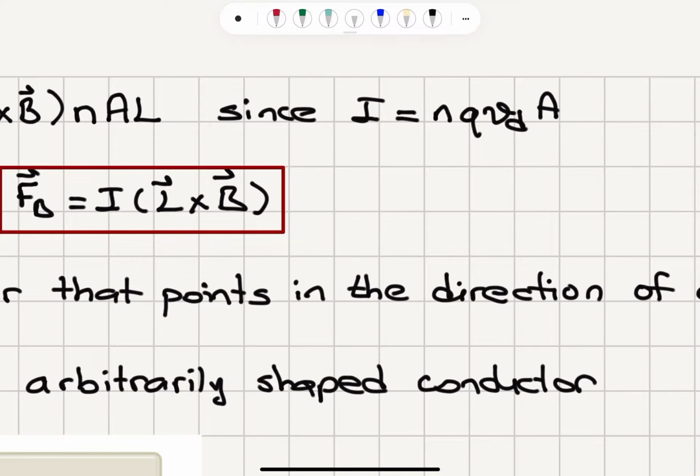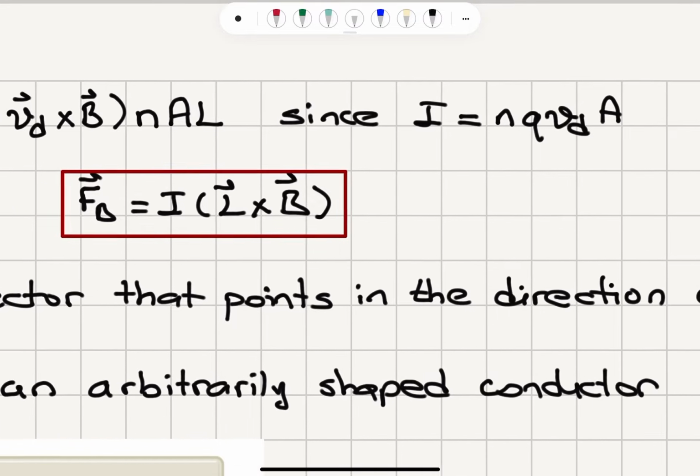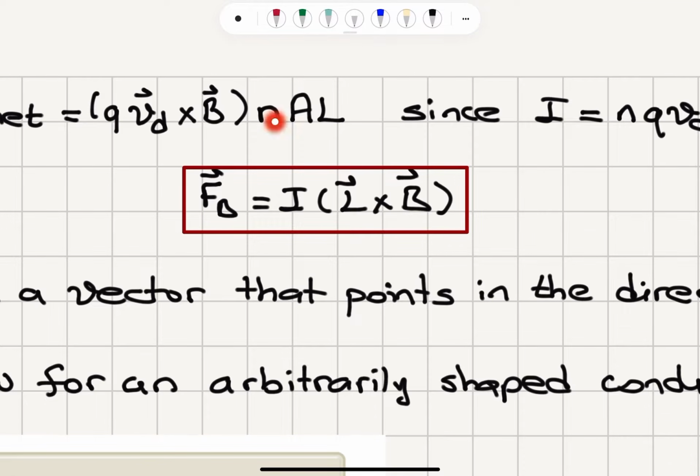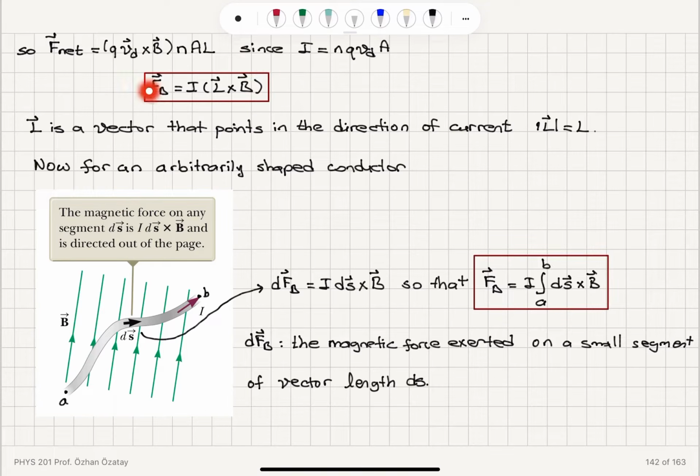So we will be left with charge divided by time here. Time comes from velocity, so it's dq/dt. So nq v drift times A is the current. If I substitute that for current, I'm left with current times the L vector cross B, where the L vector has magnitude L but is pointing in the direction of the current. So the wire will feel a force IL cross B.